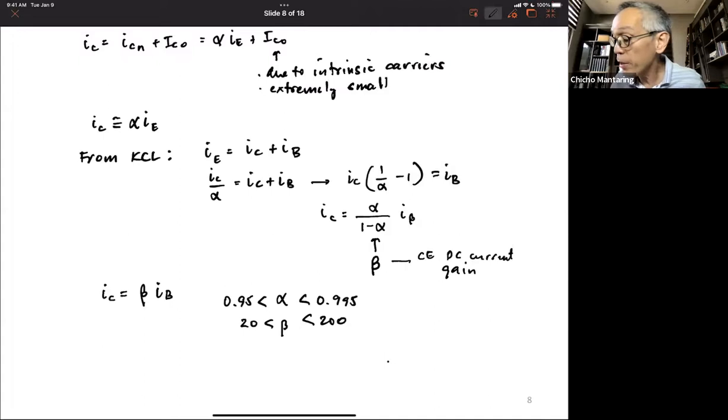So what does this mean? For a very small amount of base current, you get a very large amount of collector current. So if I maintain myself in the active region, if I inject a very small amount of current into the base, that is going to translate into a very large current at the collector. Are there any questions so far?